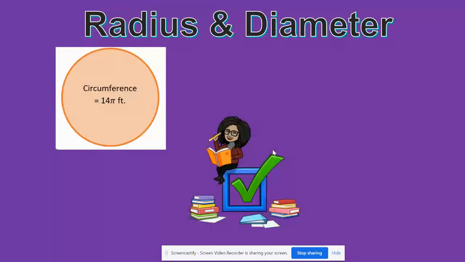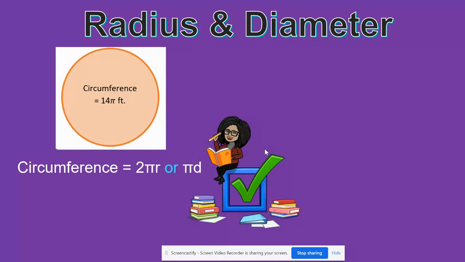We're also going to take a look at finding the radius and diameter. When given the circumference, in the example, we see that the circumference is equal to 14 pi. We have to think about what formula is used in order to calculate circumference, and we have 2 pi r or pi d.